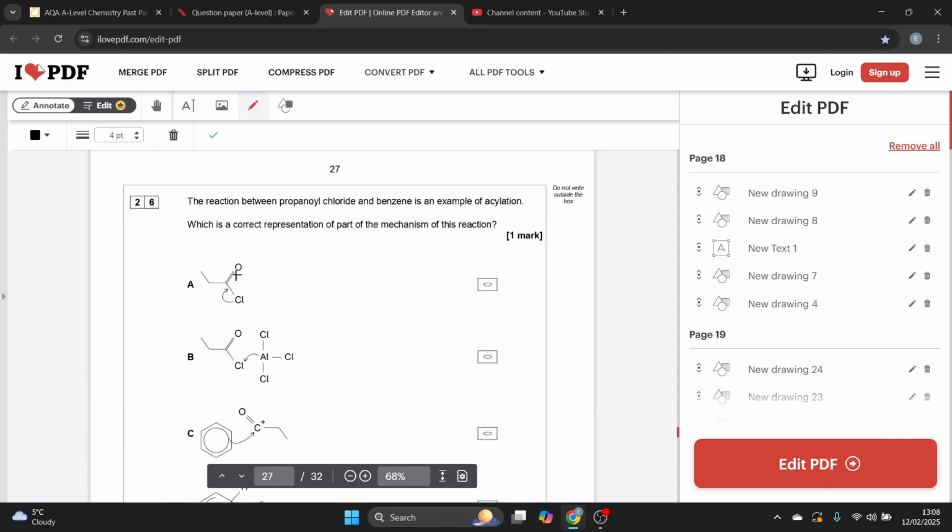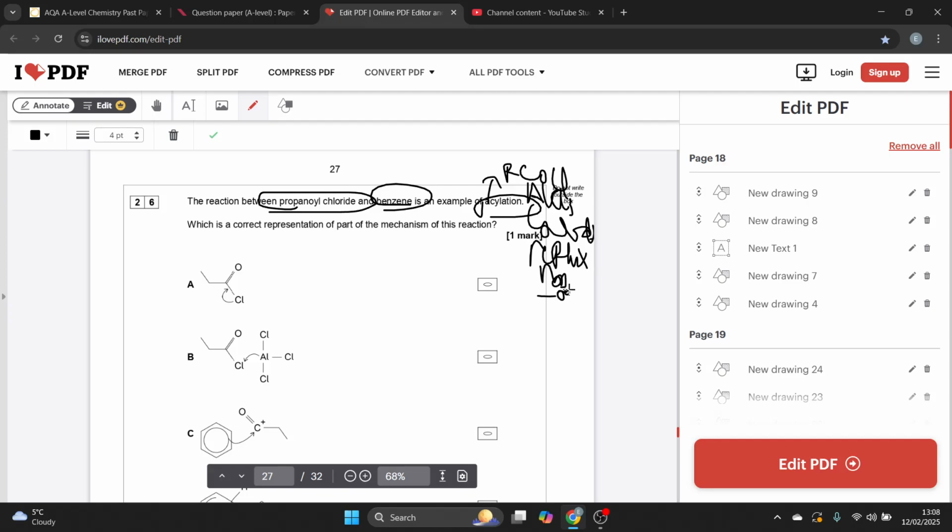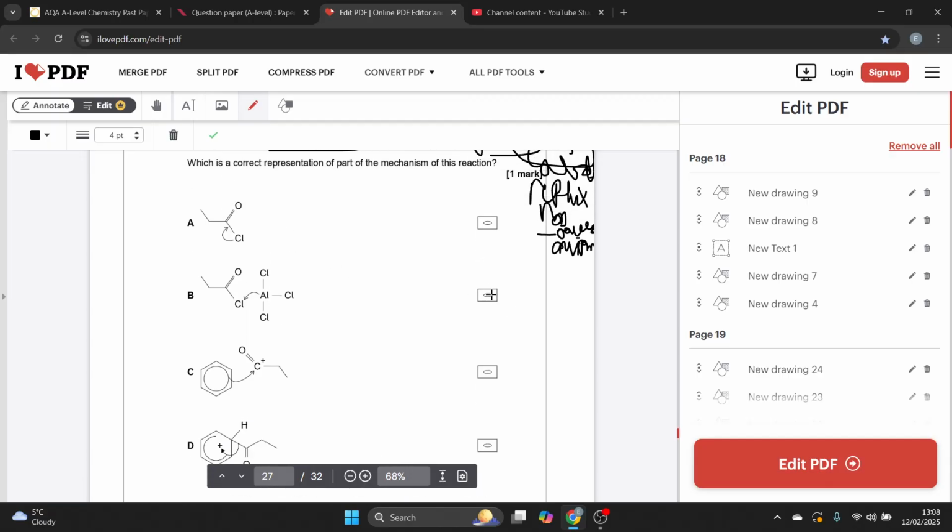Question 26, which is the correct representation of part of the mechanism of the reaction? Propanoyl chloride, ethanoyl chloride, and benzene. Example of acylation. Acylation, RCOCl, AlCl3 catalyst, reflux, non-aqueous environment. And you need to know all of these minor details. Obviously for this question I don't, but I know AlCl3 catalyst is used, so therefore it's got to be B.